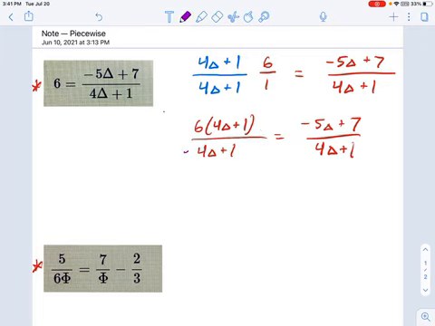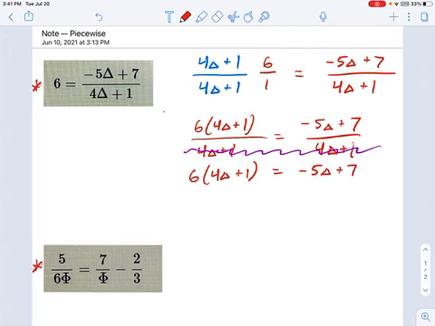Here's what you get to do. You just get to cross out everything that's on the bottom. As long as you're crossing out both sides of the equation's denominators, you can do it. And those denominators have to be equal. So now look what we get. A much simpler equation. 6 times 4 delta plus 1 equals negative 5 delta plus 7. And the actual trick that we're using to justify this is multiplication. We're multiplying both sides by the same 4 delta plus 1, but you might as well just remember it, cross out the denominators, however you like it.